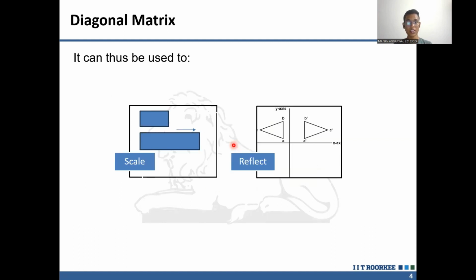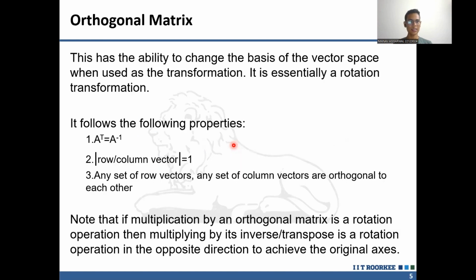A diagonal matrix can thus be used to perform two very critical roles. Number one is scaling, and number two is reflection. Scaling can be performed by considering a positive scaling factor along the diagonal, whereas a negative scaling factor would cause reflection. A better visualization would be considered in the upcoming slides. So let's take it forward.